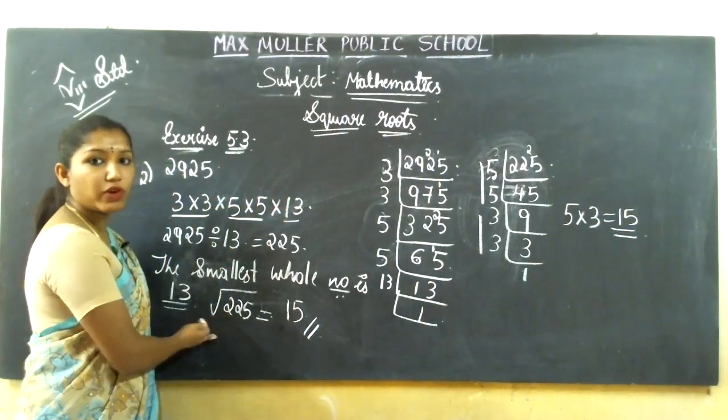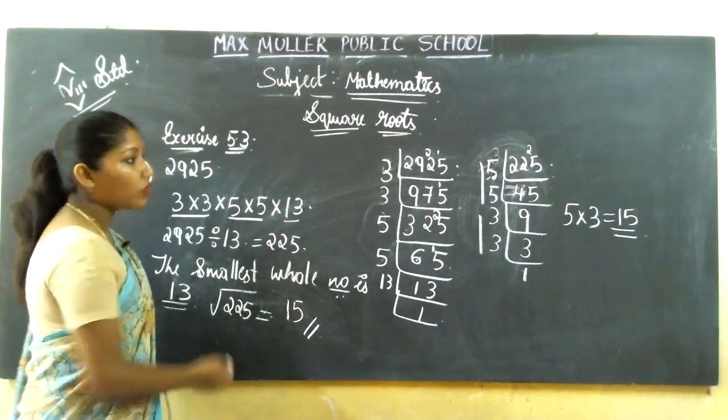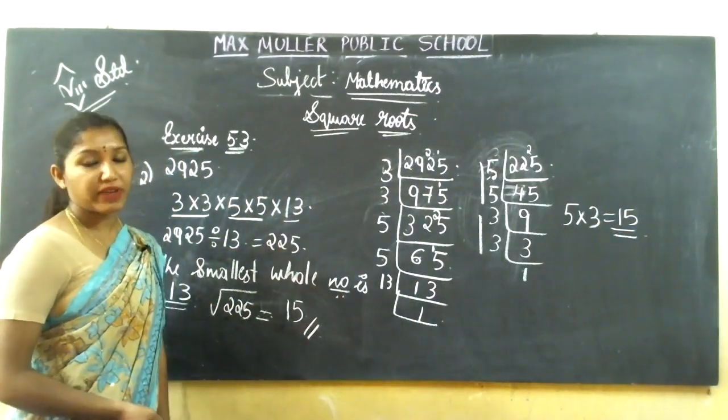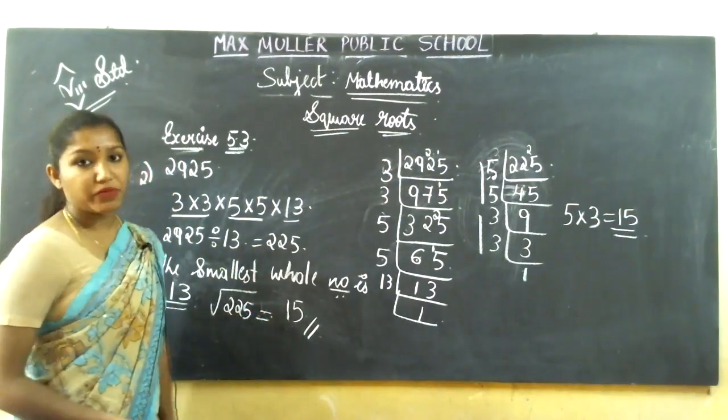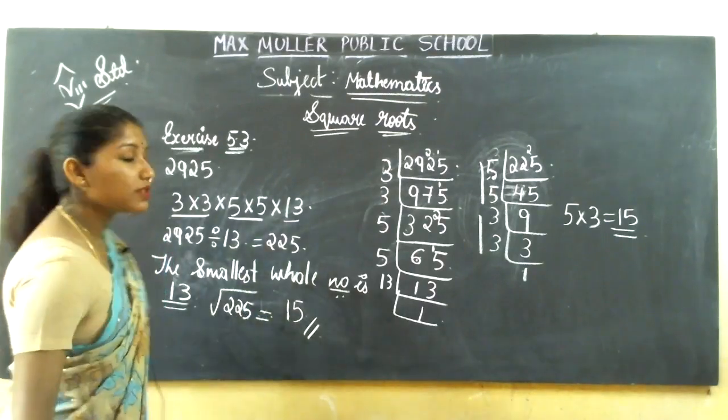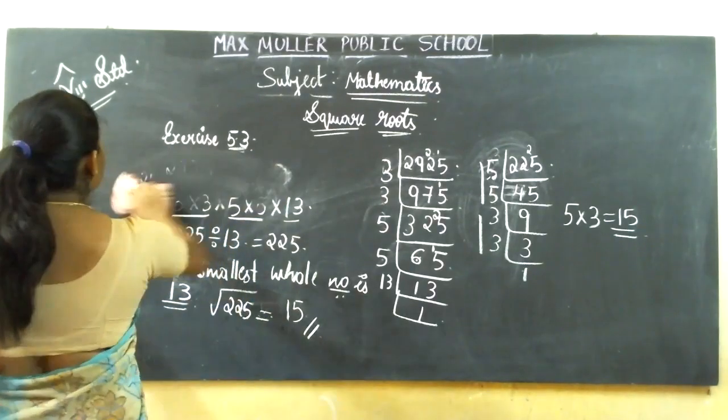If you don't know the square root of a larger number, you can do it by the prime factorization method also, and you can find the square root for that. Okay. Hope all understood, students. Let me go to the next problem.